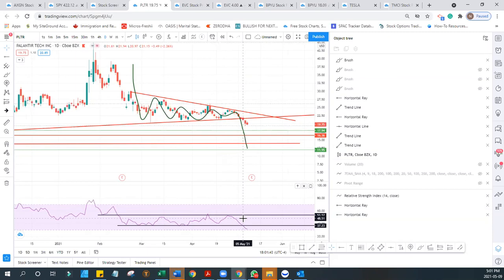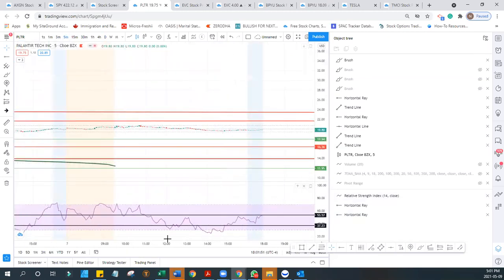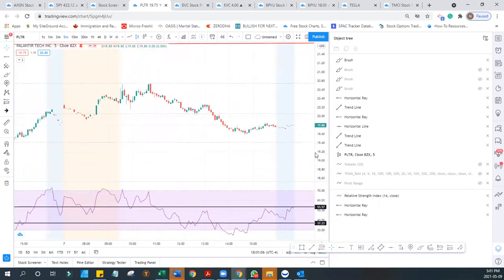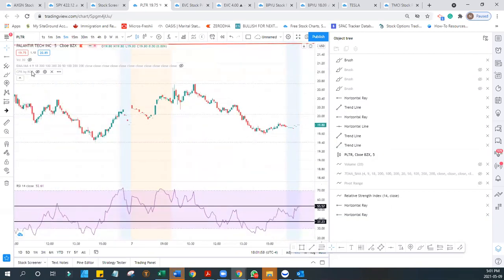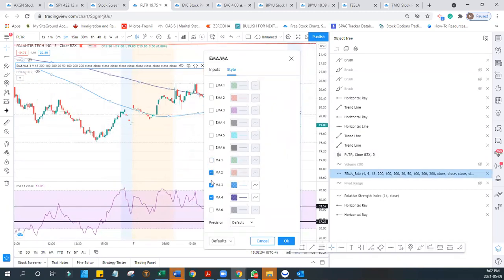Okay. So is it good to short? Is it good to short that? You can short it if you want. If you see the 5-minute chart, let's see the 5-minute chart. What is this? Let me see if we have EMA. I'm gonna do some adjustment on those.